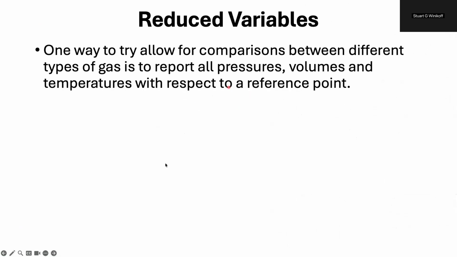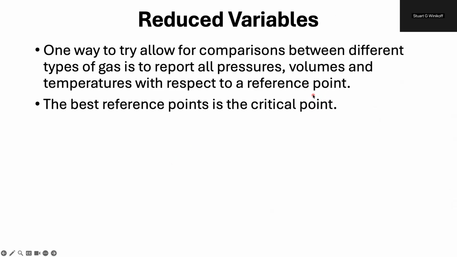Well, it turns out if we're going to compare different gases across all kinds of pressures, volumes, and temperatures, one of the things that's really useful is a consistent reference point. Now, the problem is that there's not many points that occur on every single gas. There's pretty much two we can deal with, and only one we've seen so far. So the best reference point to use is going to be the critical point.